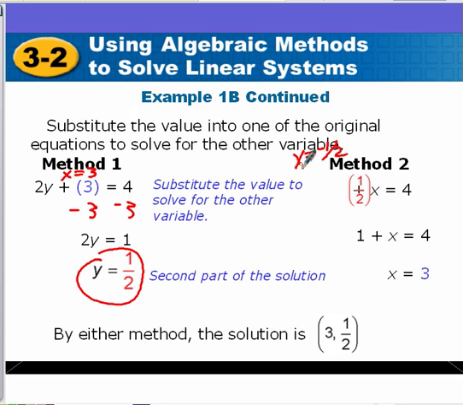So to find our x, we would plug 1/2 in for y, and I'm sorry, my PowerPoint did not import this well. It's going to be x plus 1/2 is equal to 4. The PowerPoint kind of messed up the 1/2 and the 1. And let me just redo this.